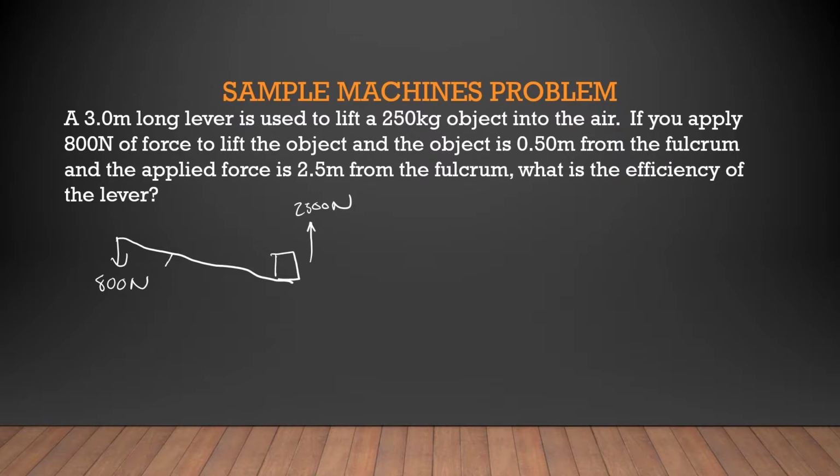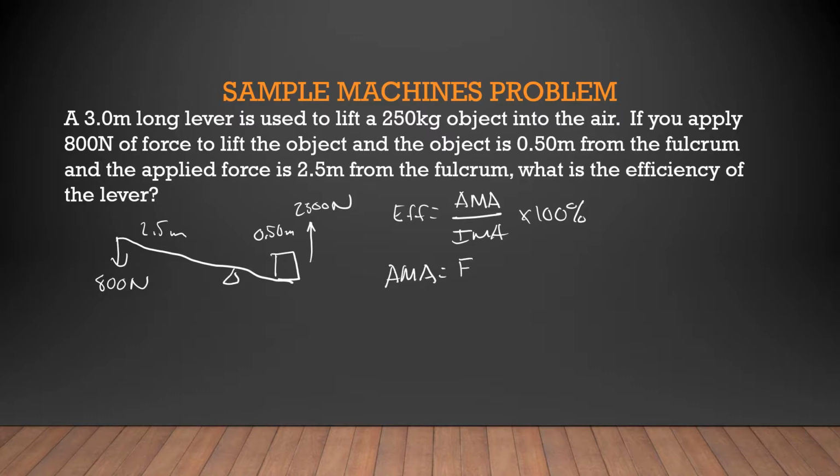Okay. We have our fulcrum here. Oh, let's draw it on the right side though. The object is only a ½ meter from the fulcrum, and we're applying the force 2.5 meters from the fulcrum. We want to know the efficiency of the lever. So efficiency, again, is going to be the actual score for the machine divided by the ideal score for the machine times 100%. The AMA will be the ratio of the forces. So F out over F in.